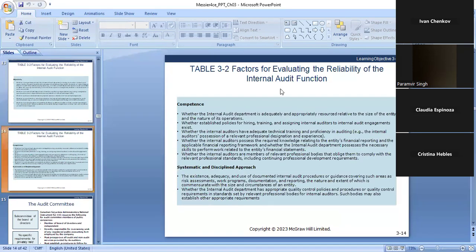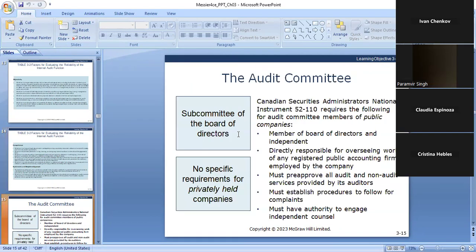How are we going to do that? We're going to check the competence, and we're going to check for a systematic and disciplined approach. We're going to check whether the company has an audit committee. Is this audit committee actually working, or is it just on paper and nobody cares what's going on?